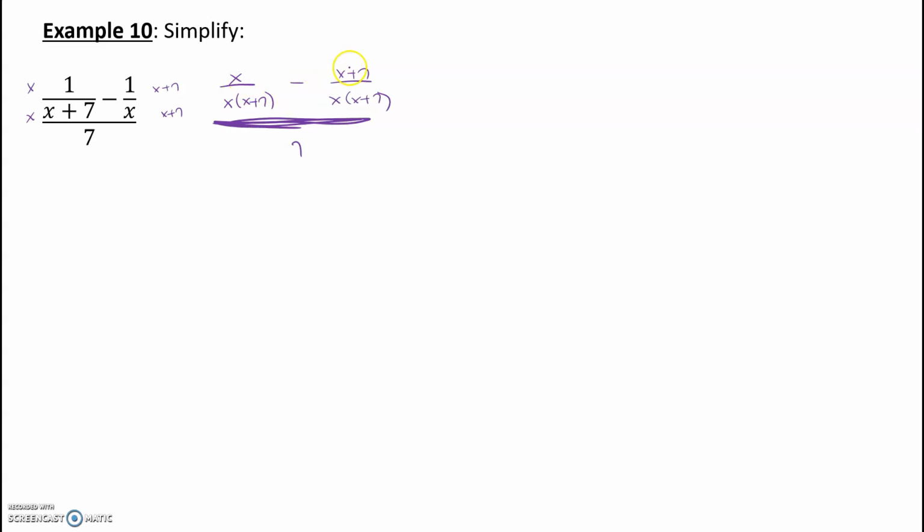So here we have x minus x is going to go away, and then you have a negative 7 over x times x plus 7. Keep, change, and then 7 over 1 becomes 1 over 7. That'll cancel with that. And up top we get negative 1 over x times x plus 7. And that one is done.